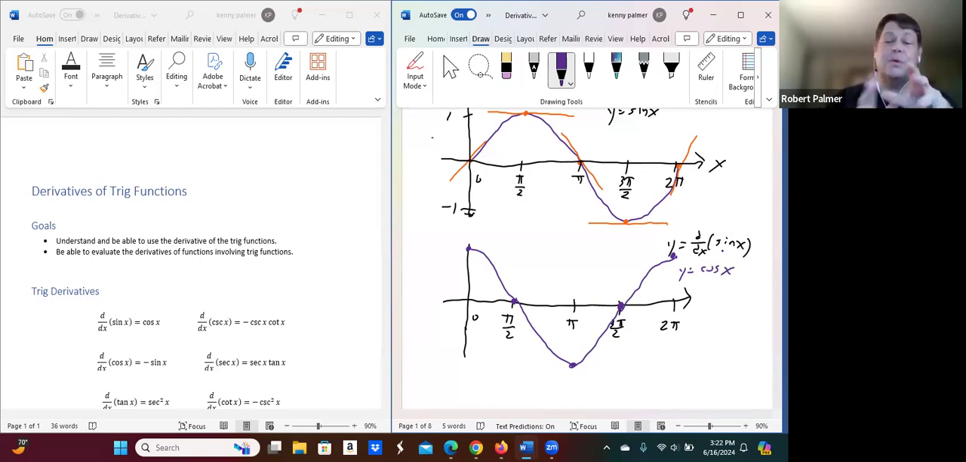Okay. Now that's of course not a proof that that is the derivative. That kind of gives you an idea of how they're related. So once again, wherever the slope of the tangent line of your original function is 0, that's where your derivative function will actually cross the x-axis.